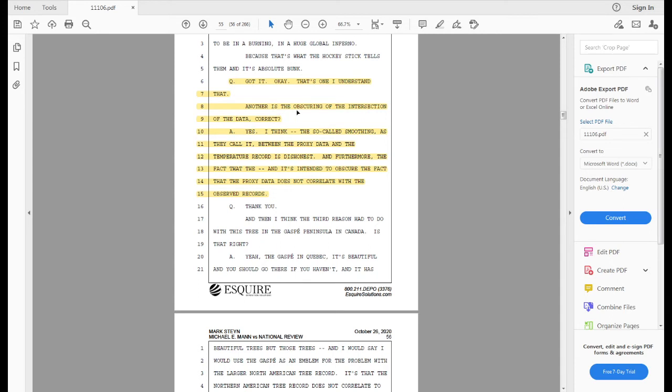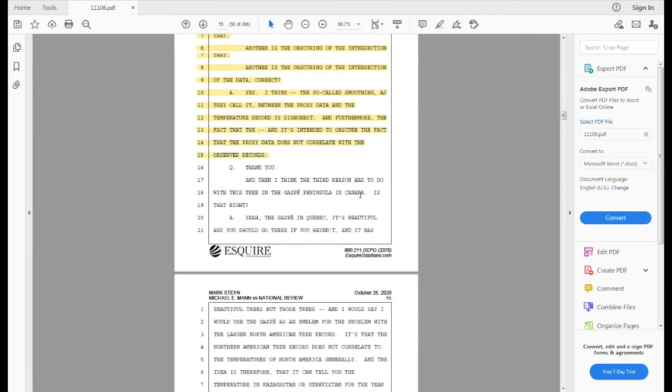Mark Steyn: Yes. I think the so-called smoothing, as they call it, between the proxy data and the temperature record is dishonest. And furthermore, the fact that it's intended to obscure the fact that the proxy data does not correlate with the observed records.